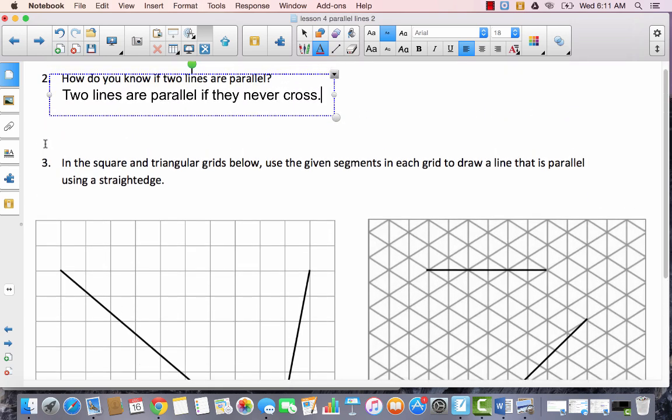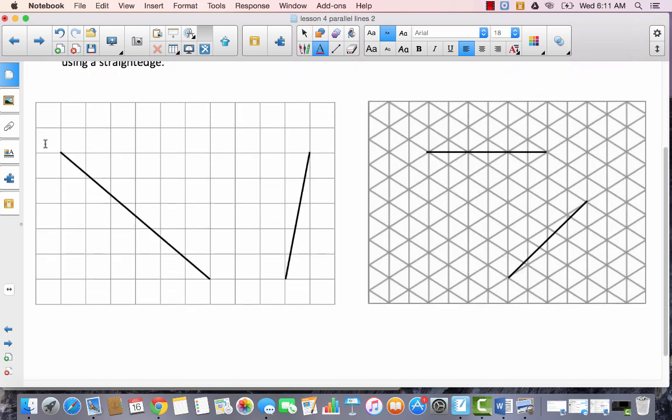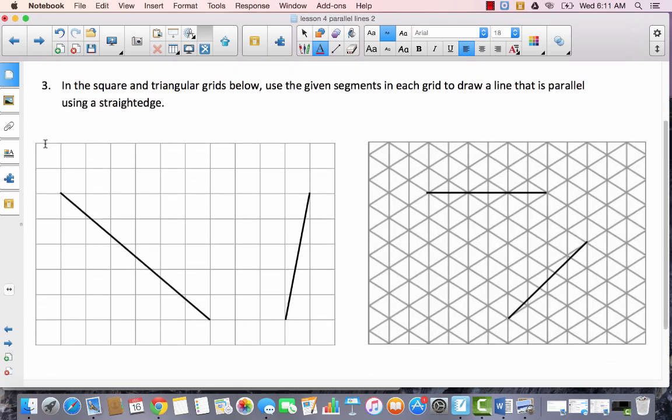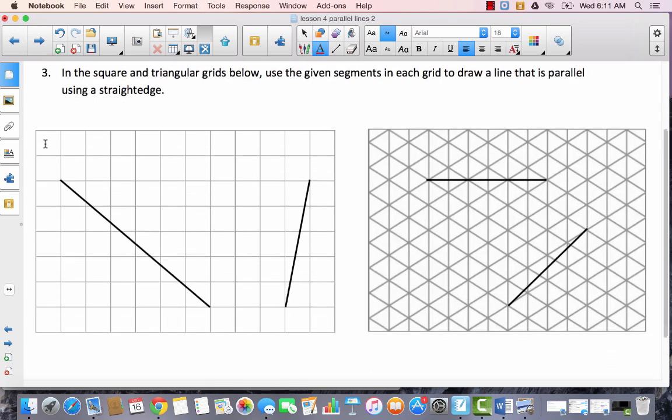All right, so in the square and triangular grids below, it says use the given segments in each grid to draw a line that's parallel using a straight edge. So all you have to do is take your ruler and draw some line segments that are parallel to these. Now you can use the grid paper. Like for example, I can see that this one starts in this corner and goes all the way until it goes to this other corner.